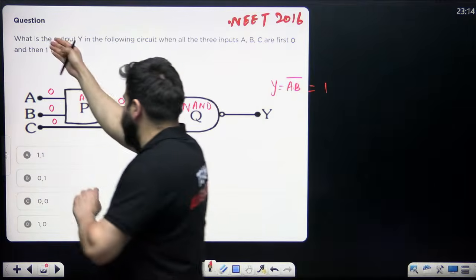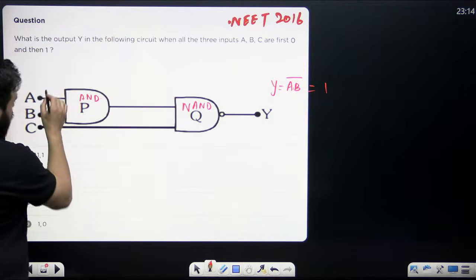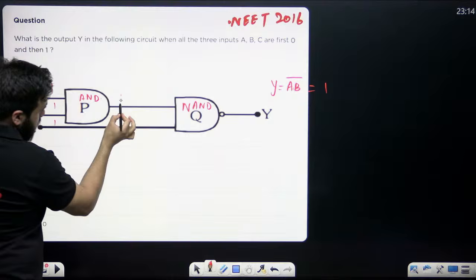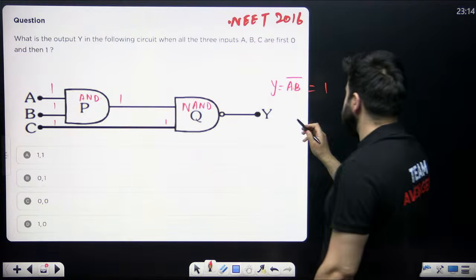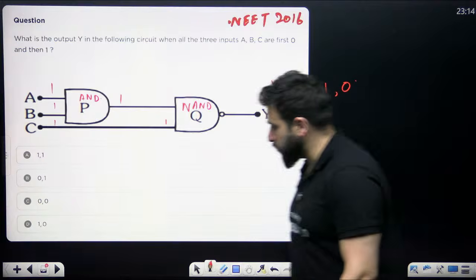Now put the value of input as 1. 1, 1, 1. 1 into 1 is 1. 1 into 1 is 1. 1 into 1 is 1. 1 bar is 0. Then it comes out to be 0. So the outputs are 1, 0.